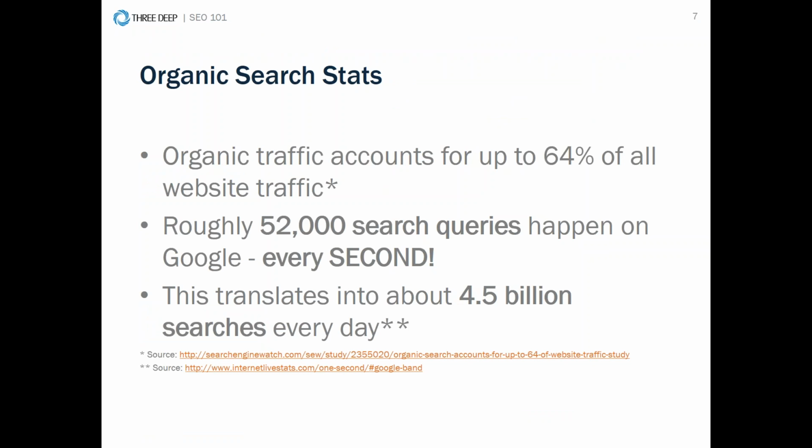Organic traffic accounts for up to 64% of all website traffic, and this is the result of a study performed by a company called Conductor a couple of years ago now, and I'll show you an example of what I mean there. Roughly 52,000 search queries happen on Google every single second across the world. That's pretty astounding, considering that when they started out, it was about 10,000 searches a day.